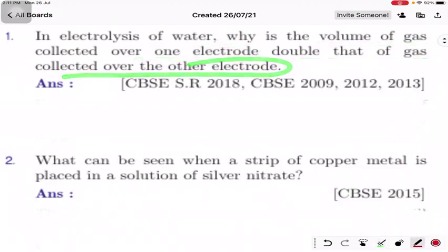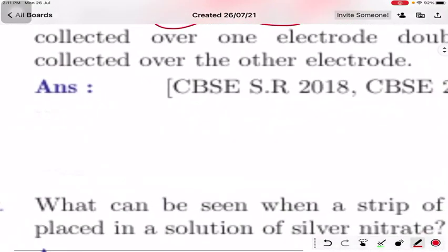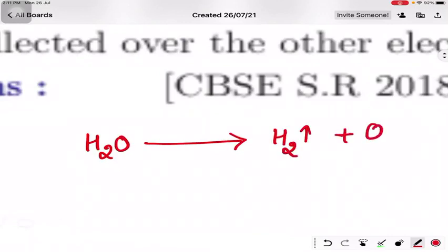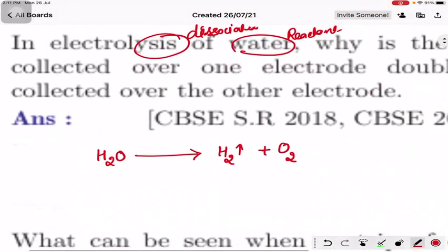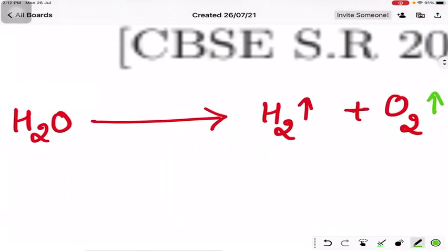As we are doing electrolysis, and lysis means dissociation, it means you have to dissociate water. So the starting reactant is water, and what kind of product can be formed when you dissociate this water? Water on electrolysis produces hydrogen gas and oxygen gas. As it is mentioned that we are collecting gases over the electrodes, both the products formed are gases, hydrogen and oxygen. Now we can balance this equation.